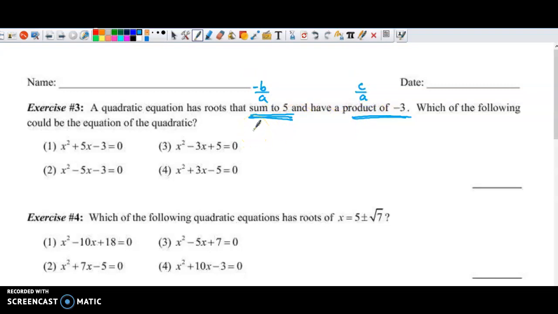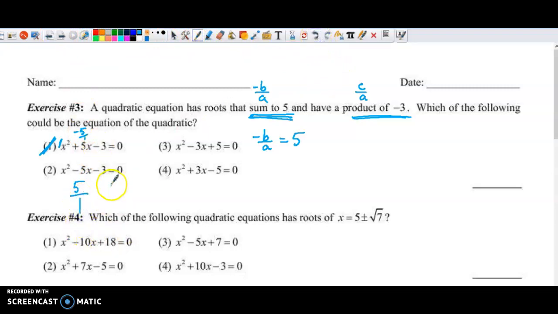And what we can do is just see which ones work. So if the sum needs to be 5, then negative b divided by a needs to equal a positive 5. As you go through the options, on this one it would be negative of 5 divided by 1. Remember, there's an implied 1 right here. Well, negative 5 divided by 1 is negative 5, so that doesn't work. Option 2 would work, because remember, it's the negative of the b value, so positive b over a. Again, the a value is 1.